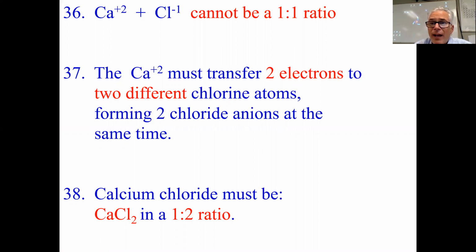Calcium cation must transfer 2 electrons. The only kind of cation it can make is a positive 2. The only way that's going to work is if we do 2 chlorine ions at the same time. 1 calcium and 2 chlorines at the same time. It's kind of like 1 thick piece of bologna and 2 pieces of bread make a sandwich. In order to make calcium chloride, you're going to have 1 positive 2 ion and 2 negative 1 ions, and they form in a 1-to-2 ratio. And that's actually pretty cool.